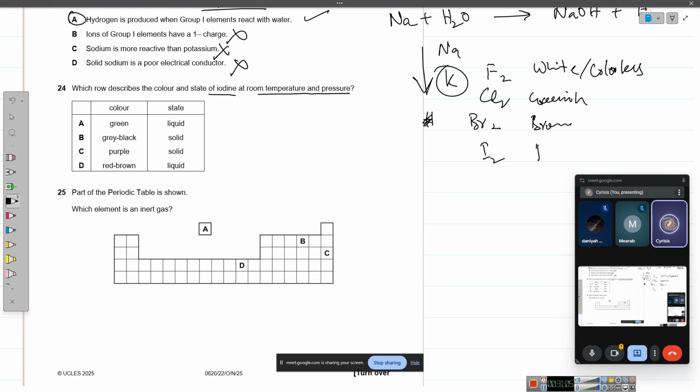And iodine is purplish fumes, right, purplish they give. So solid would be room temperature because it's very heavy, and it's going to be purple, so C, right? It is just a fact or memory question, so nothing to eliminate over here.